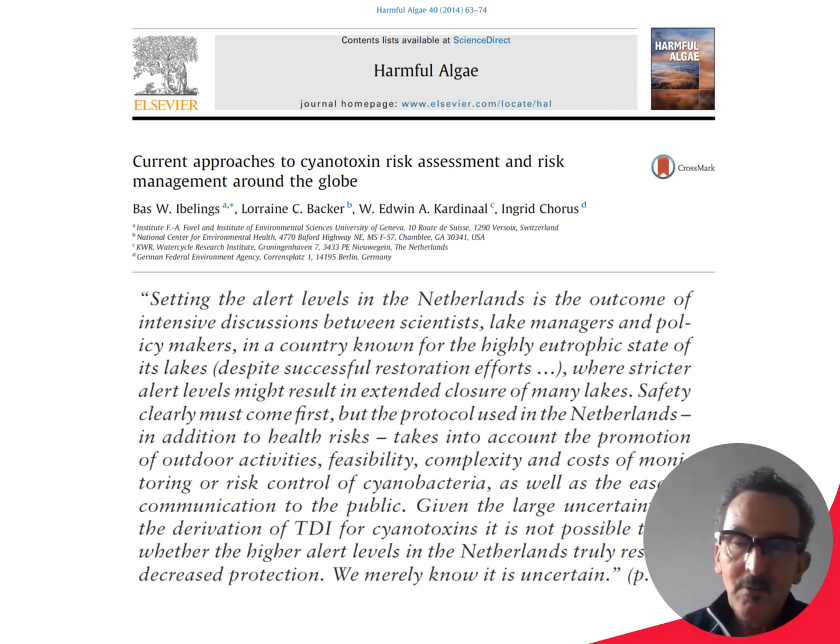Given what we've seen with the uncertainty factors of 1000, given the large uncertainty in the derivation of the TDI for cyanotoxins, it's not even possible to say whether the higher alert levels used in the Netherlands truly represent decreased protection or insufficient protection of the public. We merely can say it's uncertain because it remains well in this range of 1000. Of course, the 1000 is there for a reason, but this is the very large uncertainty we deal with.